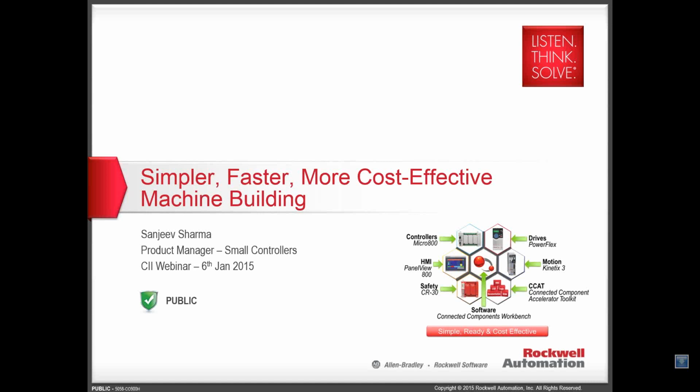And then we are going to briefly discuss the connected components portfolio, which has the Micro800 family, which is a small controller family. Then we have a visualization range, drives, motion. And then we are going to briefly discuss the accelerator toolkit and some key application examples wherein you can use these solutions. And then we are going to briefly touch upon Rockwell Automation.